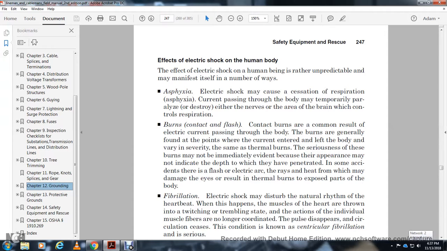Burns: contact and flash. Contact burns are a common result of electrical current passing through the body, with the burns generally found at the points where the current enters and leaves the body, with varying severity. The same is true of thermal burns. The burns may not be immediately evident, because their appearance may not indicate the depth to which they have penetrated. In some accidents, the flash of the electrical arc, with its intense heat, may damage the eyes and cause thermal burns to exposed parts of the body.